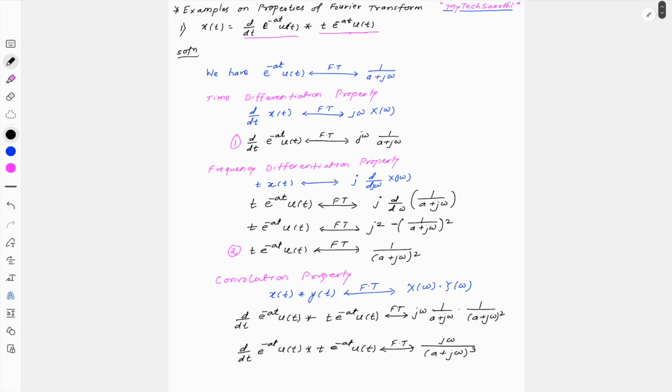So this is the first example based on the properties of Fourier transform. Let us see one more example based on the duality property, which is a very important property.